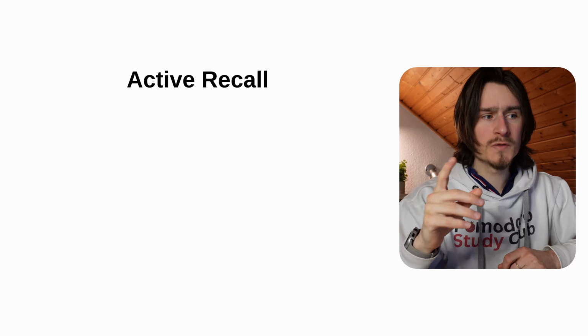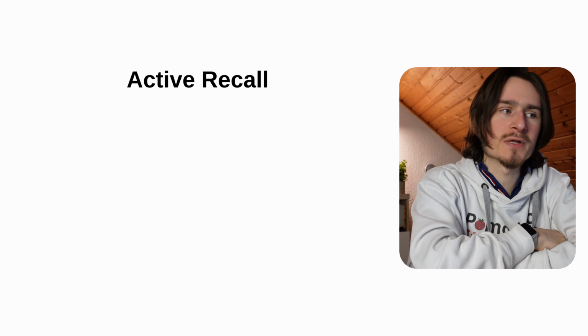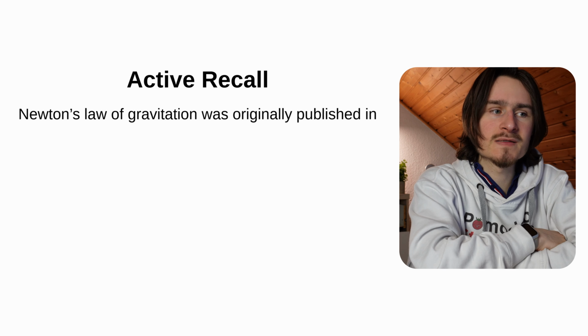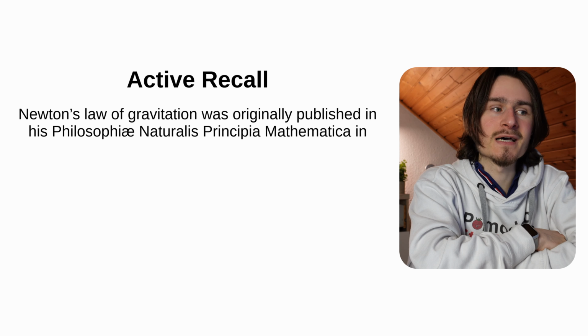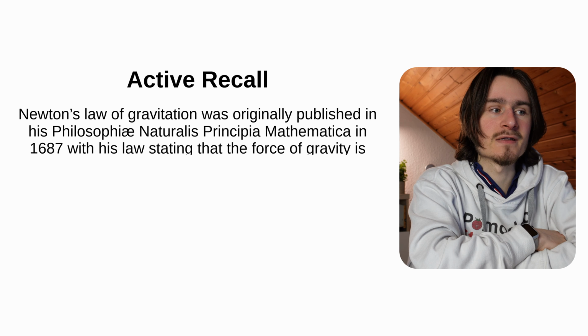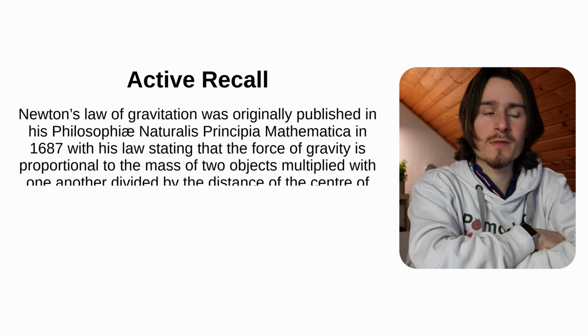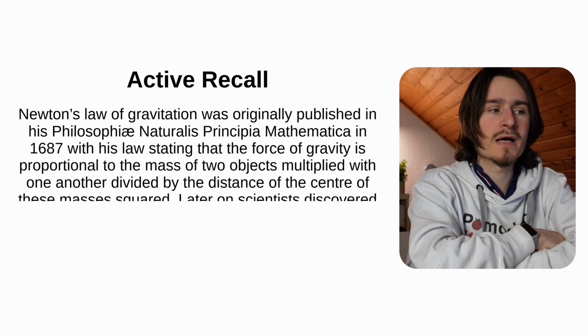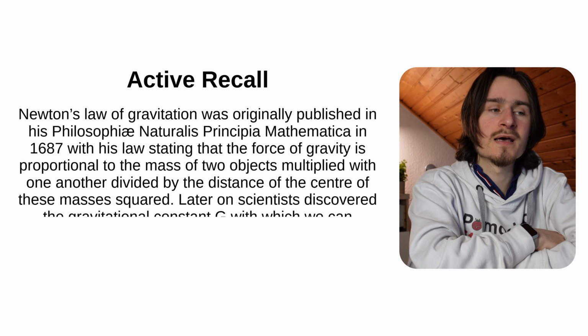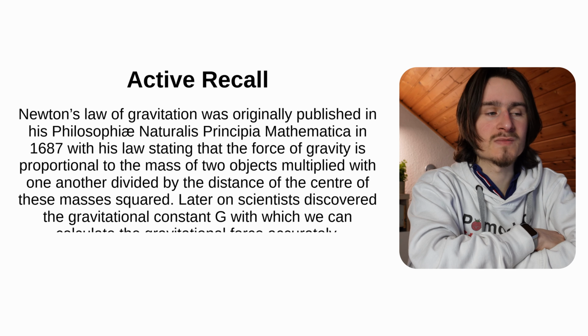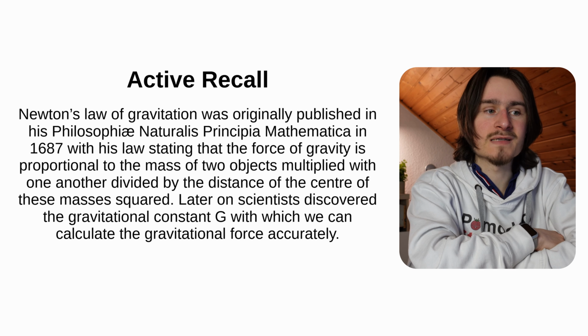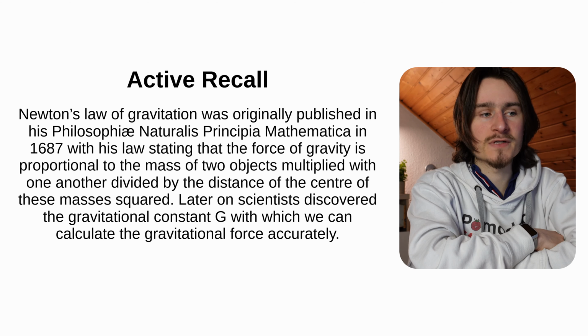So, Newton's law of gravitation was originally published in his Philosophiae Naturalis Principia Mathematica in 1687, with this law stating that the force of gravity is proportional to the mass of 2 objects multiplied with one another divided by the distance of the center of these masses squared. Later on, scientists discovered the gravitational constant g, with which we can calculate the gravitational force accurately. You get it? You probably can't quote me on that, but you might have taken some notes.